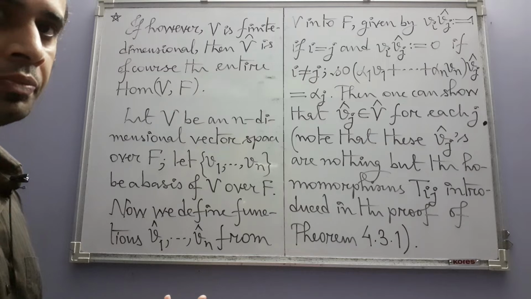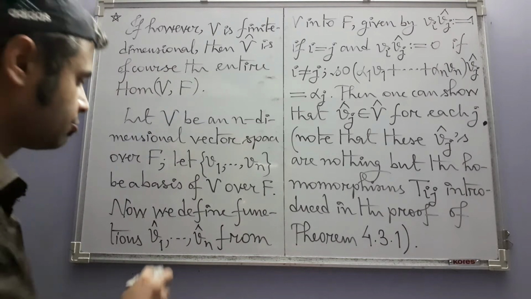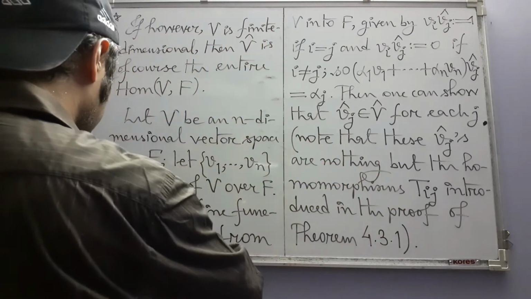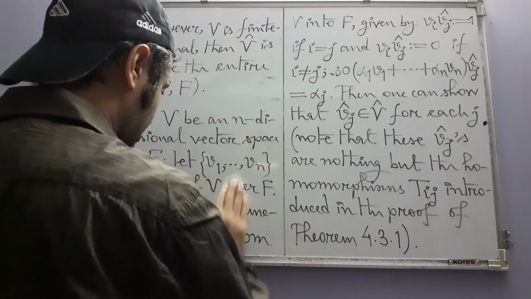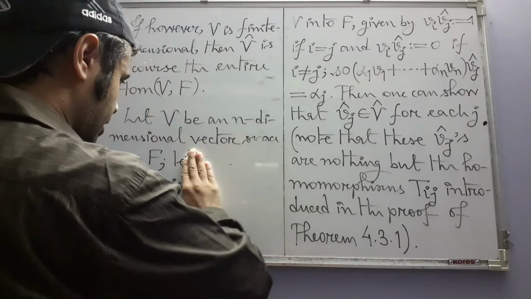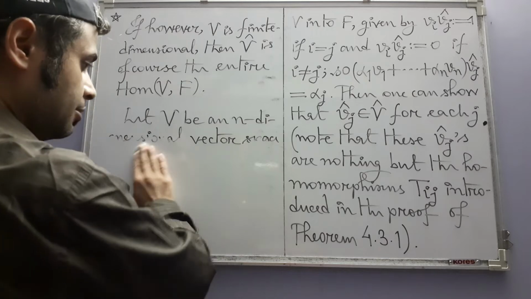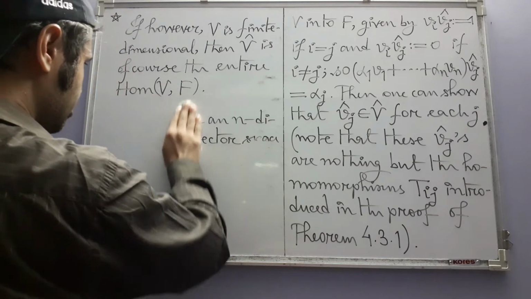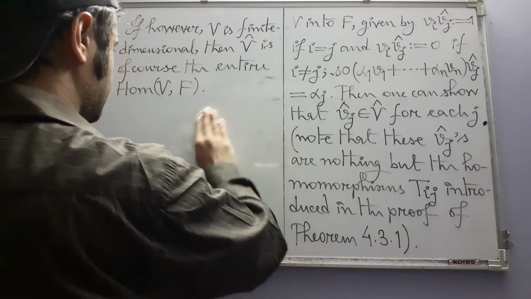But how? Let's see that. To see how, I need to change the indices a little bit. Let us try to draw the analogy. It's not simply an analogy. What we are saying is that these Tijs will reduce to these Vj hats in this special case.